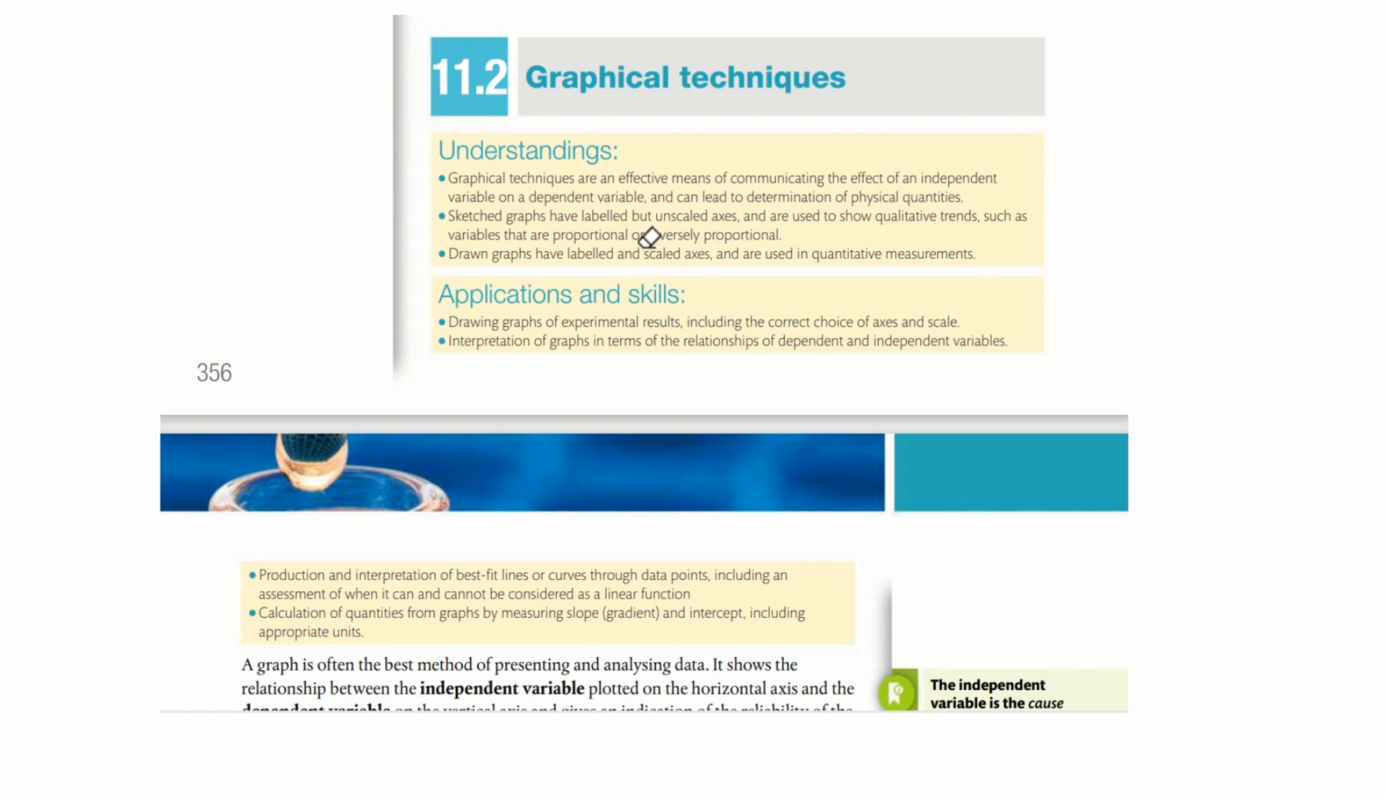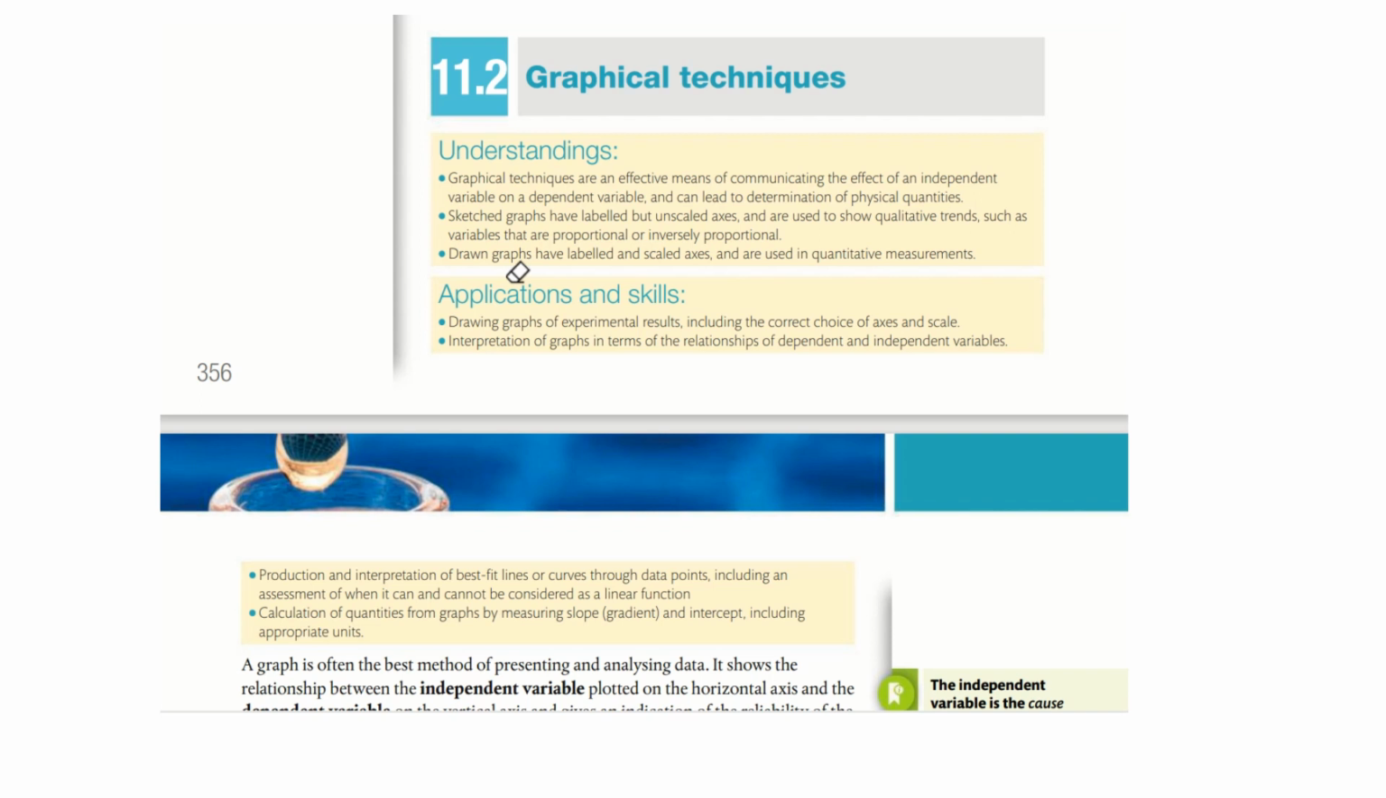It doesn't have to have a scaled axis, but it does have to have labels. Whereas when you're drawing an actual graph, you must include labels and a scaled axis, okay? So depending on what you're trying to show your reader, you can have a sketch graph, something like the relationship between pressure and volume or the rate of reaction, etc.